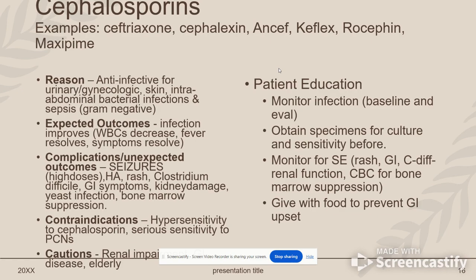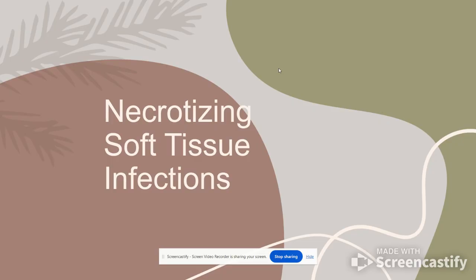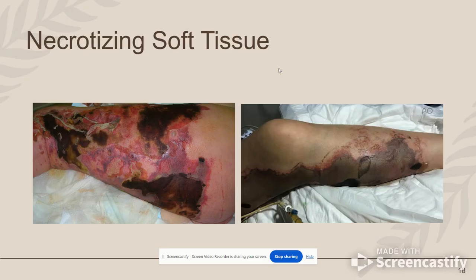All right, so this next portion, we are going to talk about necrotizing soft tissue infections. So this is what a necrotizing soft tissue infection looks like. The dark area is pretty much dead tissue, so it's necrotizing. It's dead. There's no perfusion to that area. It's not oxygenating. It's not really good.